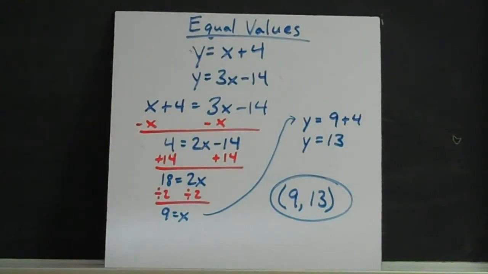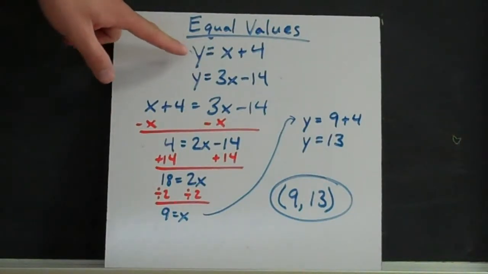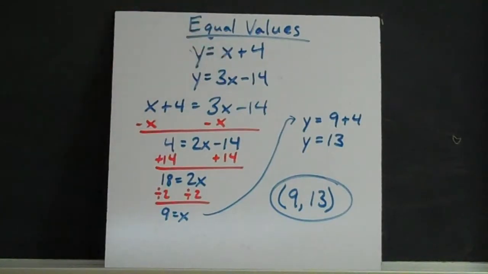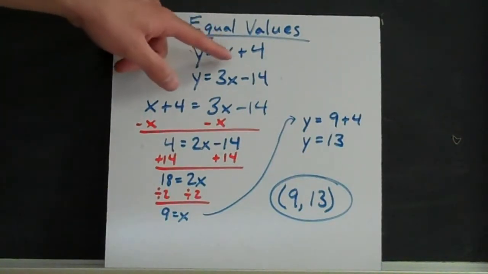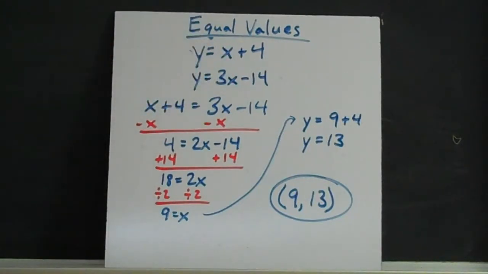Think about it if you were weighing something. If you had two different objects that both weighed 10 pounds, those two objects must be equal to each other in weight. So instead of writing y equals x plus 4 and y equals 3x minus 14, we can write x plus 4 equals 3x minus 14. And now this is just a matter of solving a one variable equation.